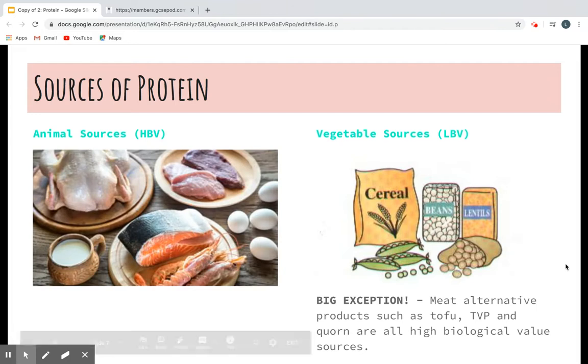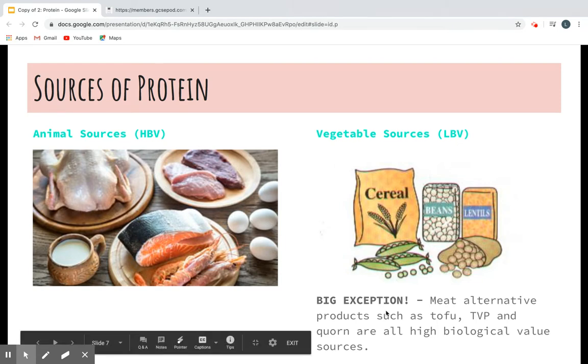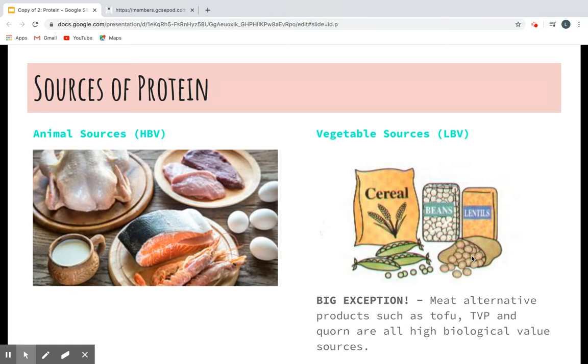more detail, okay? Now, typically your high biological value, so that's HBV, your high biological value protein food sources, okay, which contain all of the essential amino acids are from animal foods. So they're things like your chicken, your meat, okay, your fish, all right? Your low biological value protein foods, which are missing one or more of the essential amino acids, typically come from vegetable sources such as cereals, beans, pulses, lentils. However, there is a big exception, okay? Your meat alternatives, such as your tofu, your corn, your textured vegetable protein, are all high biological value. So even though they're plant foods, they contain all of the essential amino acids.